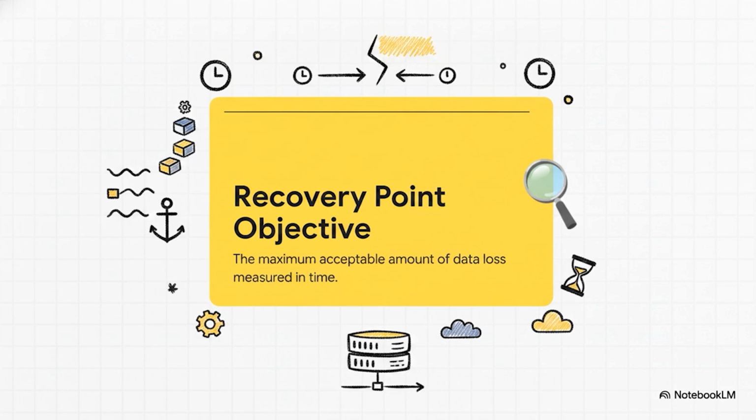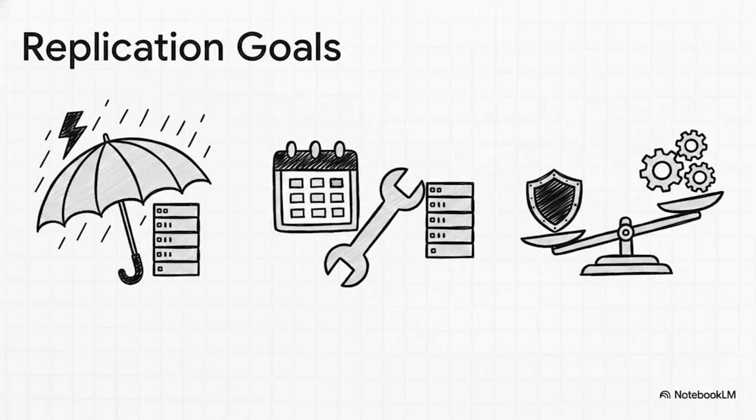If your RPO is set to 1 hour, you are formally accepting that you might lose up to 59 minutes and 59 seconds of recent data. It's this fundamental business metric that essentially dictates every single aspect of your technical architecture. Now, we configure these replication schedules for a couple of major reasons. Obviously, the first is to protect against the unplanned stuff, right? We're talking natural disasters, or maybe a severed fiber cable that just completely takes out your primary site.